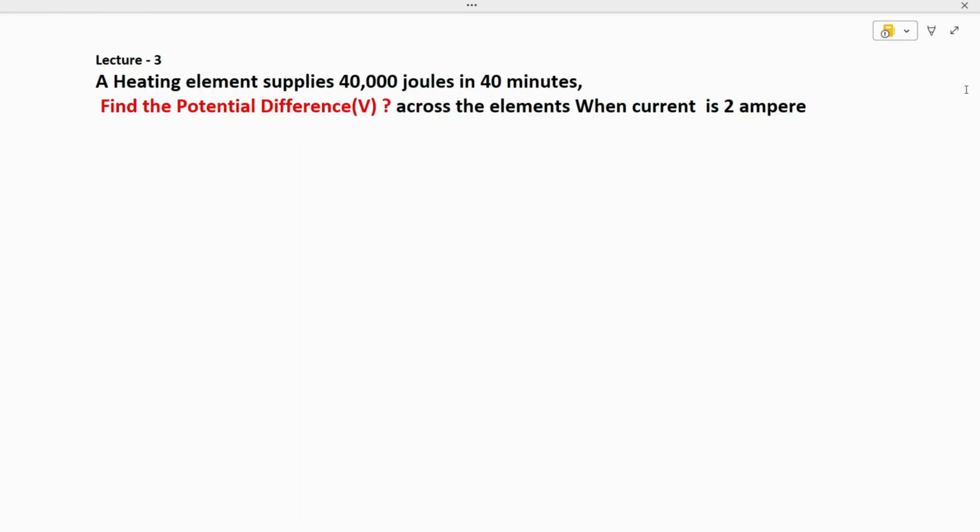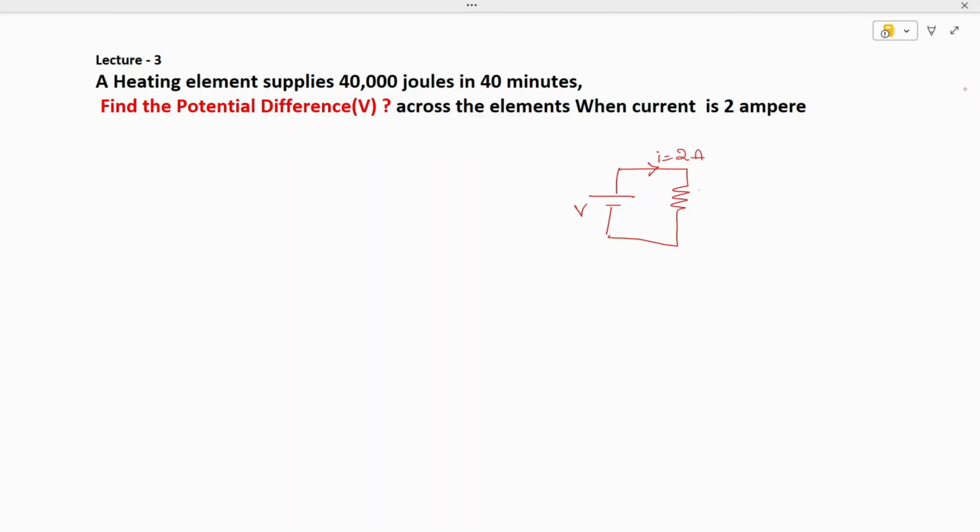Let us try to solve this problem. The given data in the problem is a heating element supplies 40 kilojoules in a time of 40 minutes. Find the potential difference across the element when a current of 2 amperes is flowing. Here we are asked to find the potential difference. The value of resistance is not given, but the amount of current given is 2 amperes.